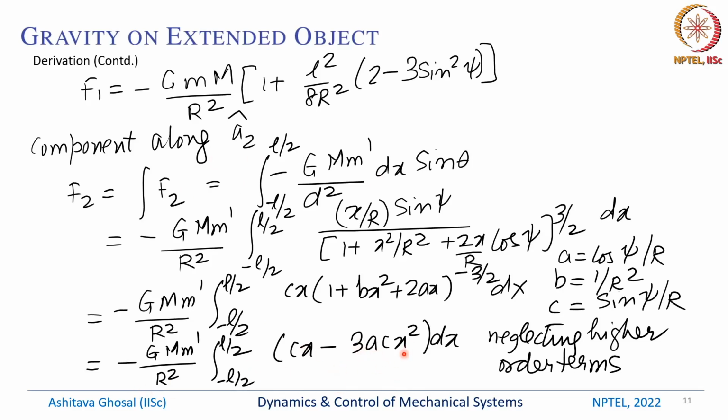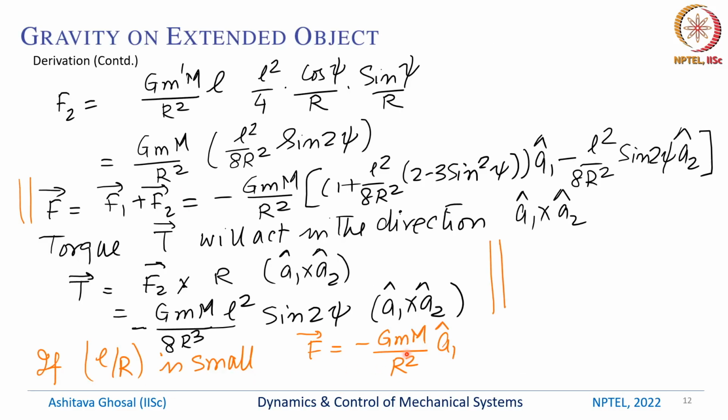We need to now evaluate this integral, and if you integrate you will get F2 as G m prime m L by r square, then you have some L square by 4, then you have cos psi by r, then you have sine psi by r, and we can simplify this writing cos psi into sine psi, 2 of that is sine 2 psi, and then we can write L square by 8r square and so on.